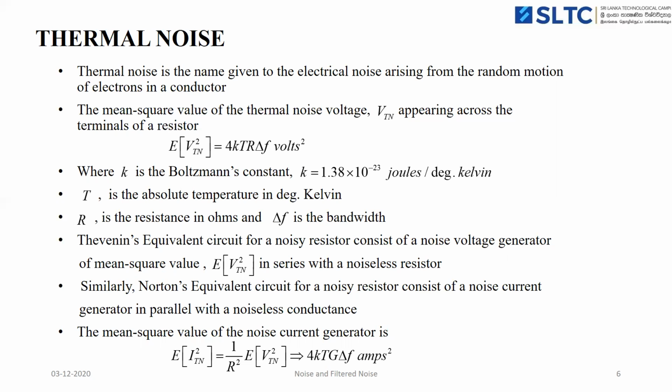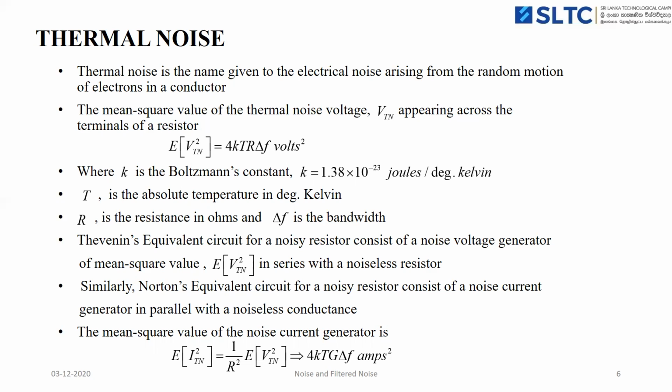So the expectation of VTN squared is equal to 4kTR del F. The unit is volts squared, where k is the Boltzmann constant, T is the absolute temperature, R is the resistance, unit is ohms, and del F is the bandwidth, unit is hertz.